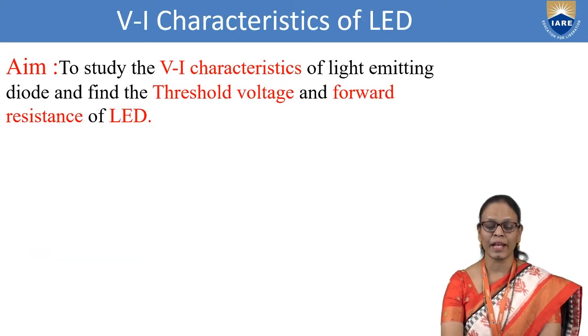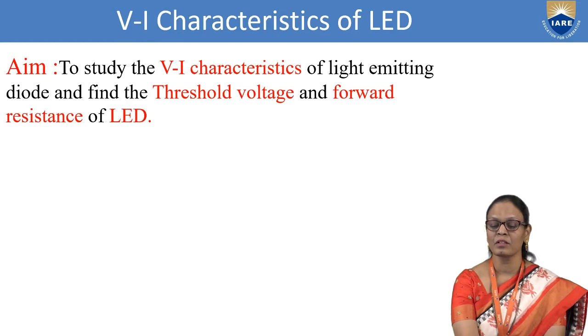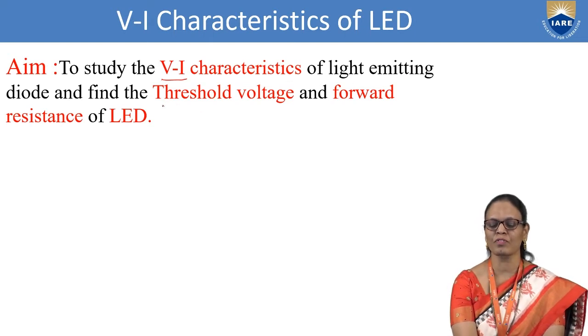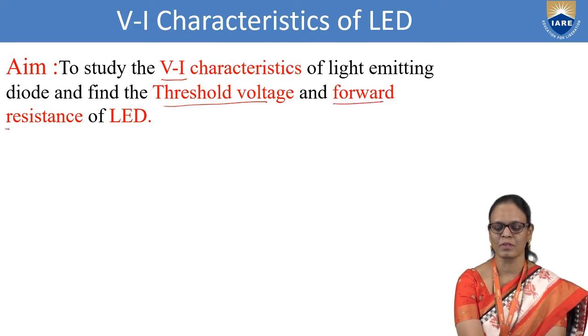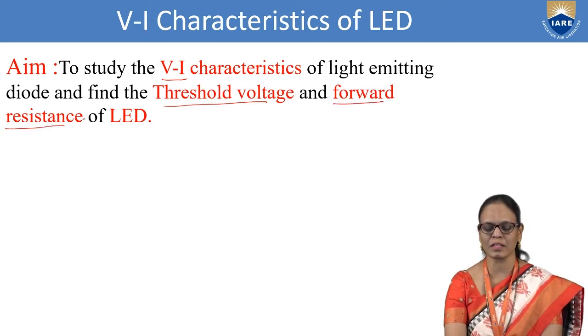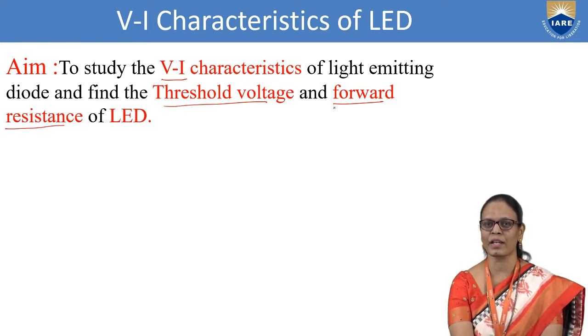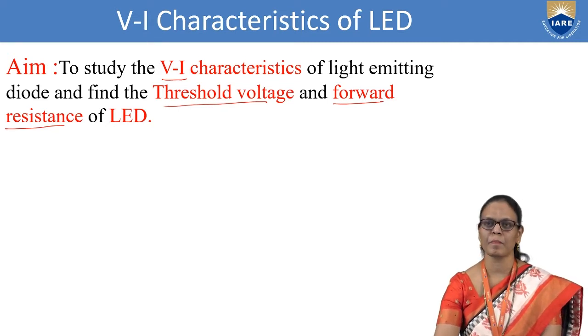Now, the aim is to study the VI characteristics, the voltage versus current characteristics of a light emitting diode, and also to find the threshold voltage and the forward resistance. So by studying the characteristics and observing the readings, you can find out the threshold voltage and also calculate the forward resistance for a given LED.